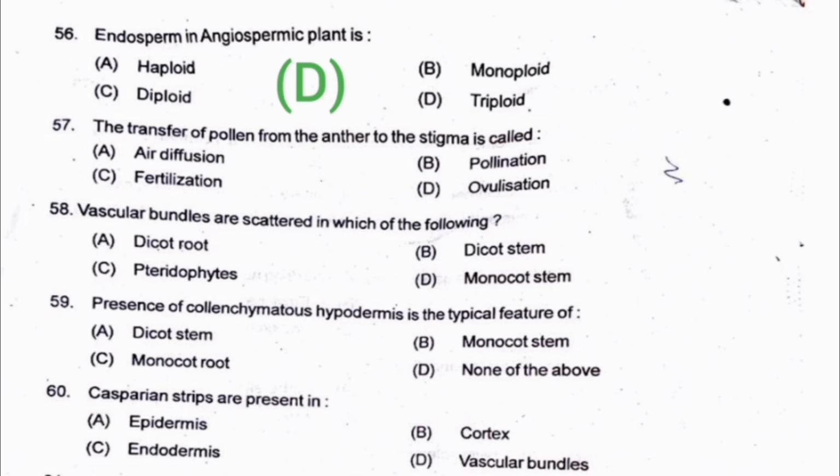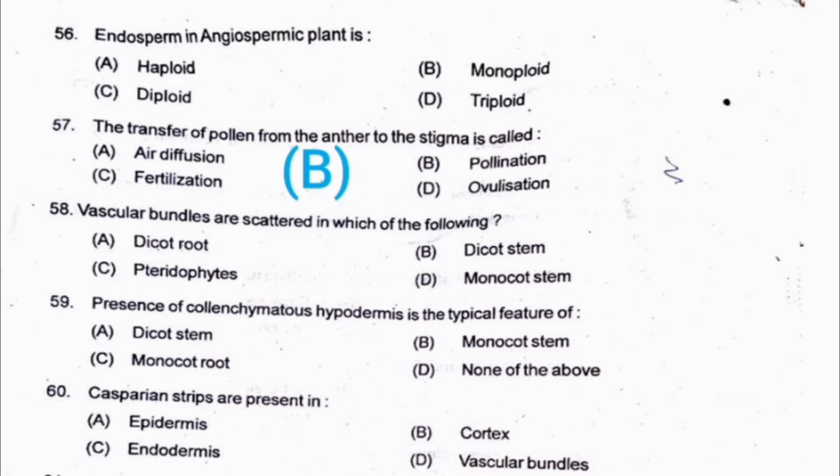Next, question number 57. The transfer of pollen from the anther to the stigma is called: option A, air diffusion; option B, pollination; option C, fertilization; option D, ovulation. So, the correct answer is option B, pollination. Pollination is the act of transferring pollen grains from the male anther of a flower to the female stigma. Okay, so the correct answer is option B.